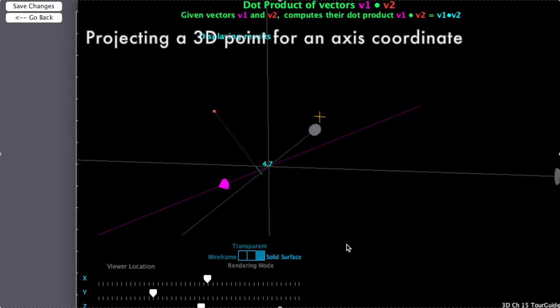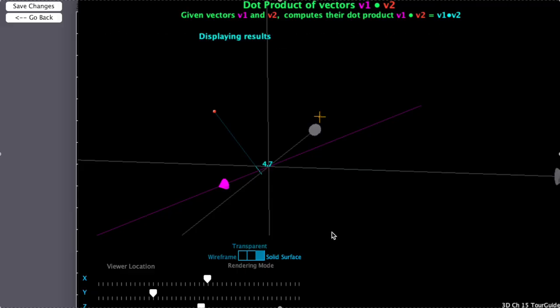The other proof we can visualize first here graphically. So we want to take this orange point and get the projection coordinate on this magenta axis. And so all we're doing here is calculating a 3D dot product.